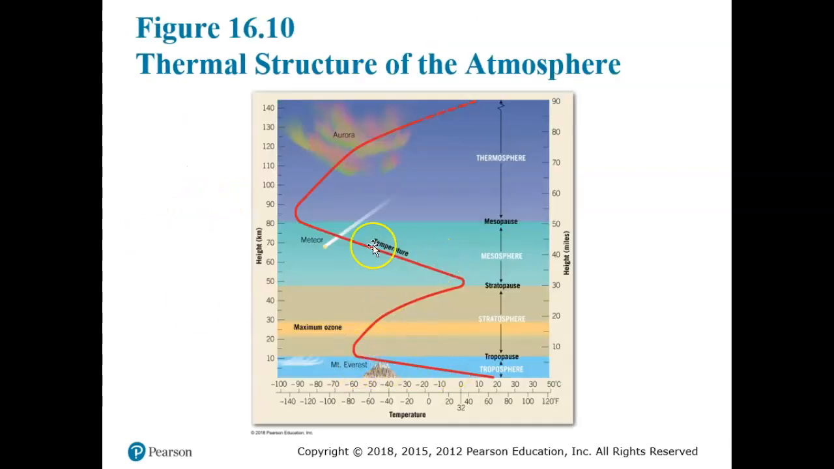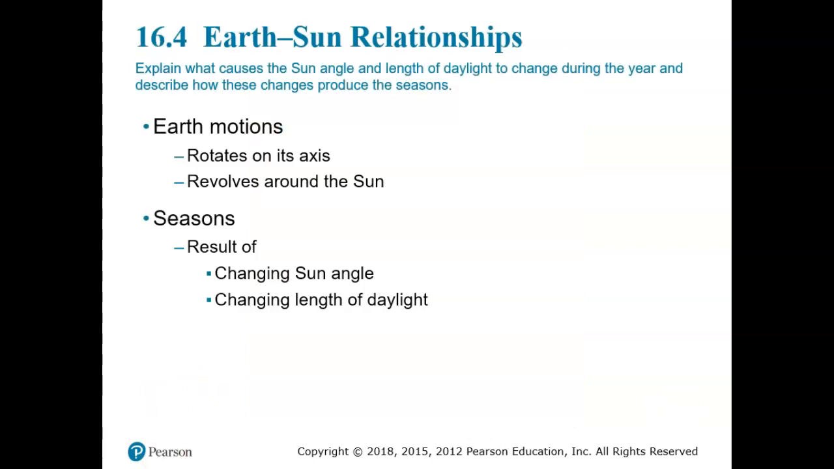This is a really good graph that shows temperature changes in terms of height. And just to give you an idea, even Mount Everest, the highest mountain, barely touches the top of the troposphere. So now that we've covered the atmosphere, let's talk a little more about the Earth and the Sun.